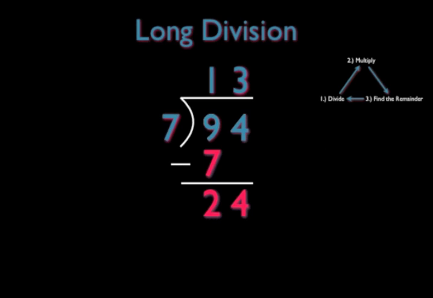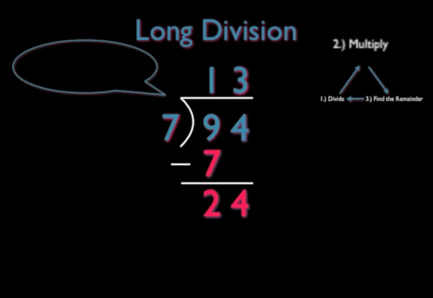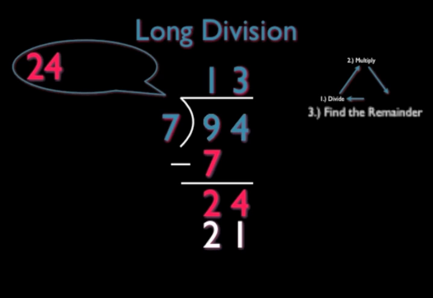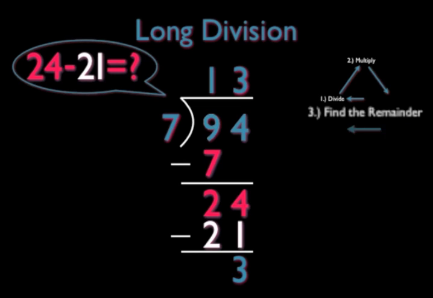Now I'm going to go ahead and check that by doing the next step, which is multiply. So I need to multiply 3 times 7 equals what? The product is 21, and I'll place that underneath the 24, which is what I had left to divide. The final step in the process is find the remainder. So I'm going to go ahead and think 24 minus 21 equals what? The answer is 3.